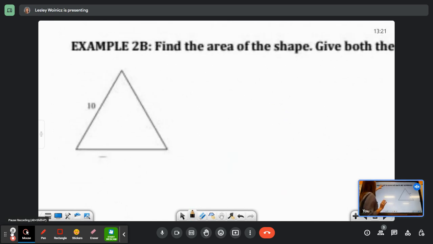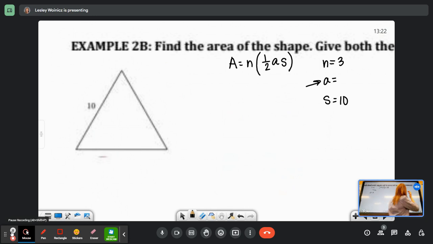So a reminder of the formula: the area equals the number of sides times 1/2 times the apothem times the side length. Okay, so all we know right now is the side length. We do know N. N is 3. 1, 2, 3. We don't know the A. We do know the side length is 10. So we have to find the A.